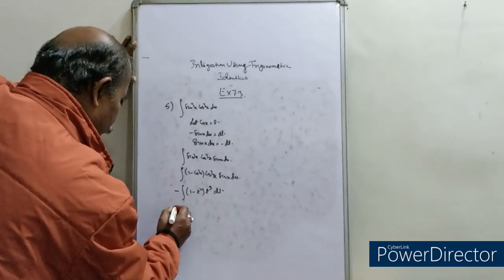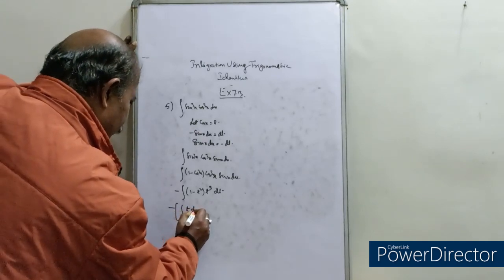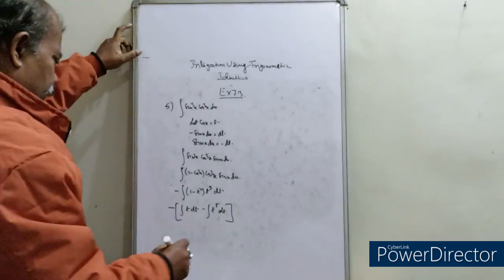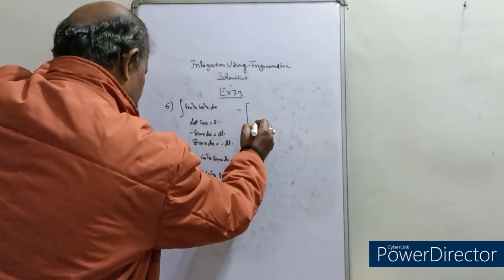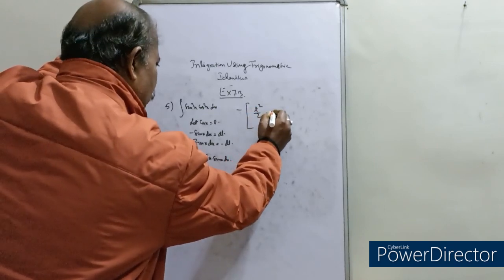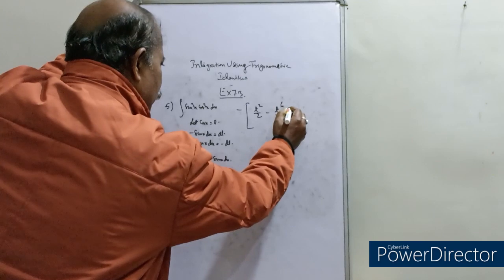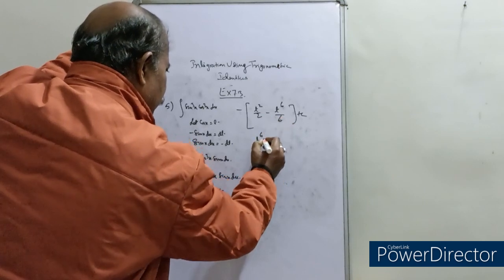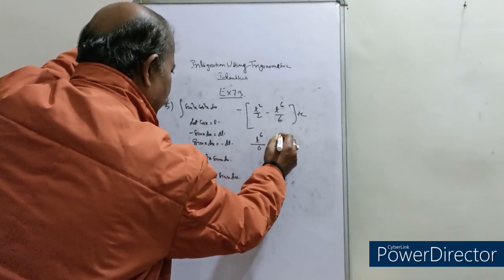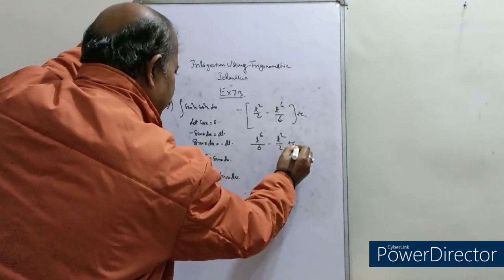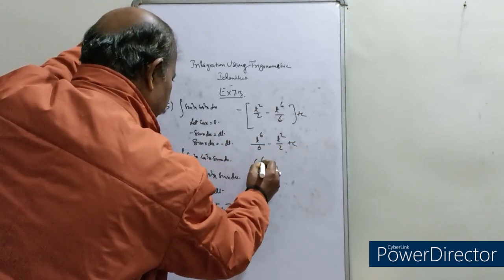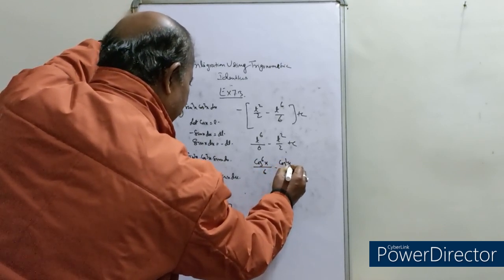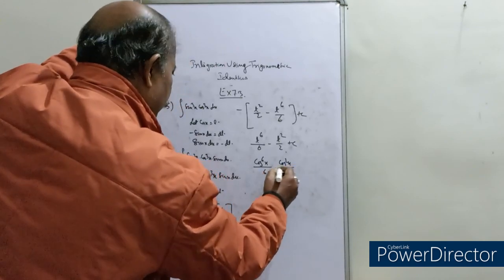So using distributive law, that is t cube dt minus t to the power of 5 dt, which comes out to be minus, t to the power of 4 by 4 minus t to the power of 6 by 6 plus c. Now putting the value, cos 6x by 6 minus cos 4x by 4 plus c.